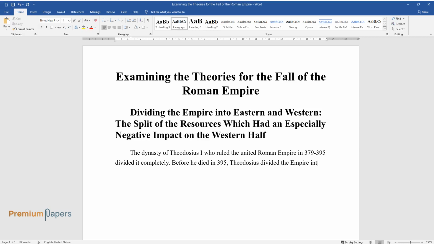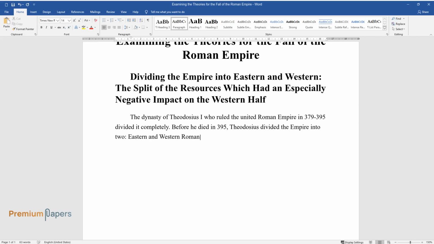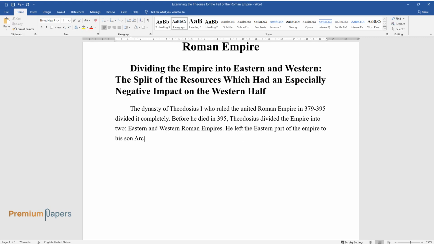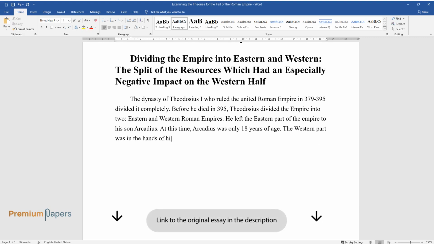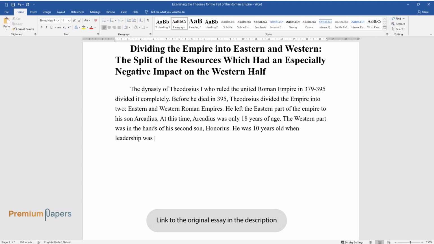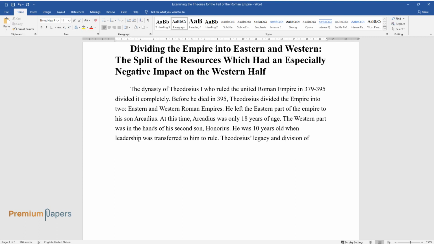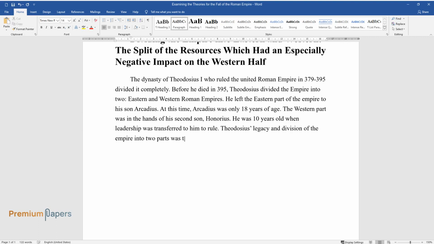Before he died in 395, Theodosius divided the empire into two, Eastern and Western Roman empires. He left the eastern part of the empire to his son Arcadius. At this time, Arcadius was only 18 years of age. The western part was in the hands of his second son, Honorius. He was 10 years old when leadership was transferred to him to rule.